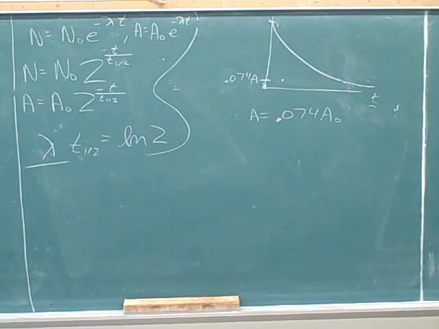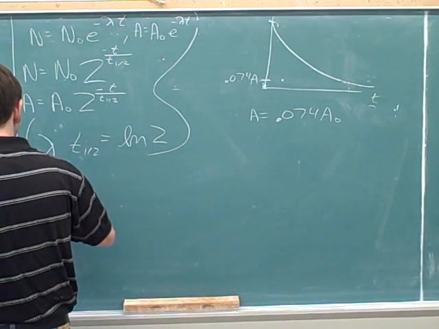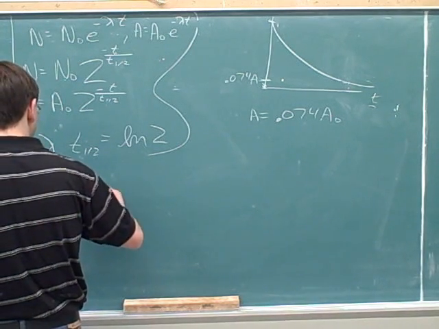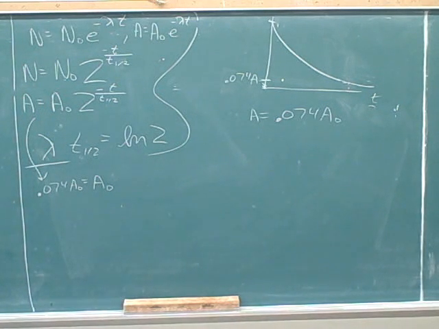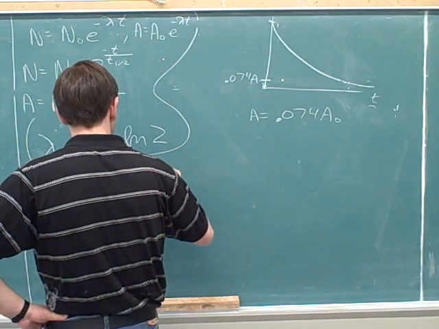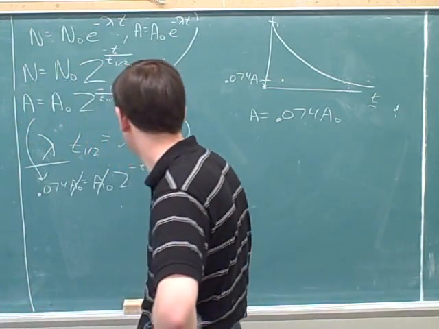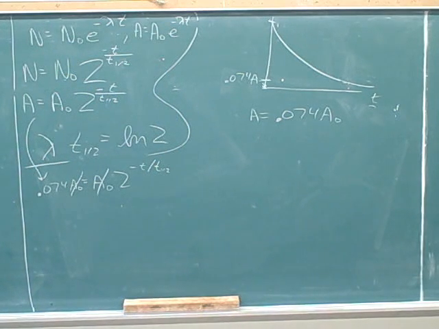This equation becomes 7.4. And the A0s cancel out. That's right. And then you do the ln on both sides. Oh yeah, and the half-life. Charcoal.